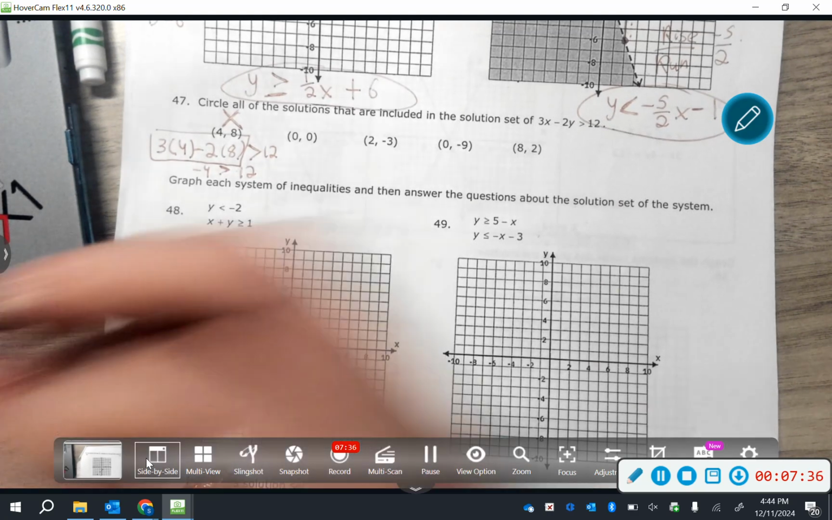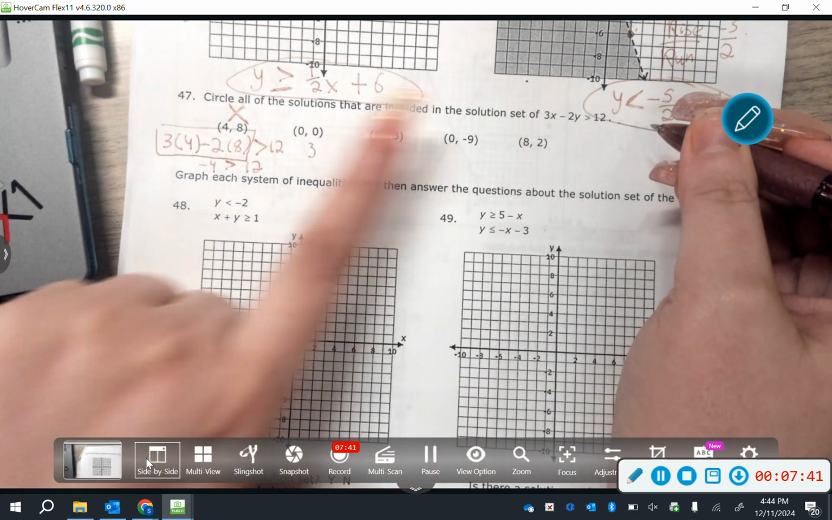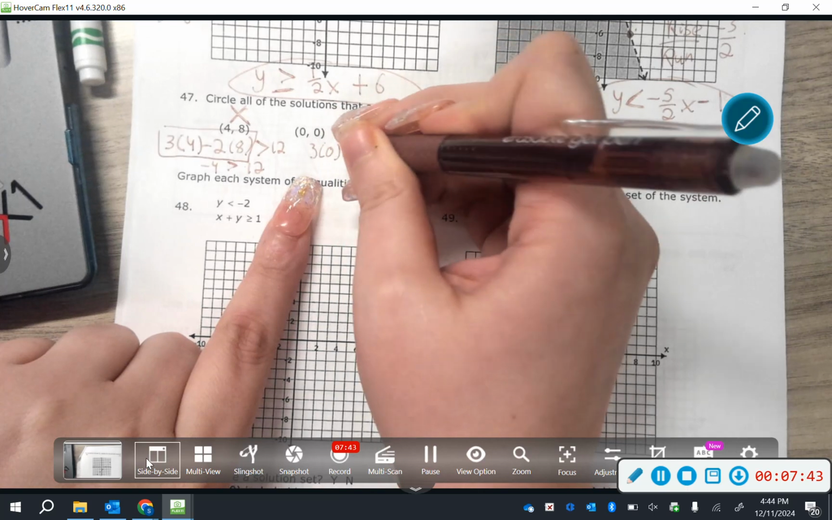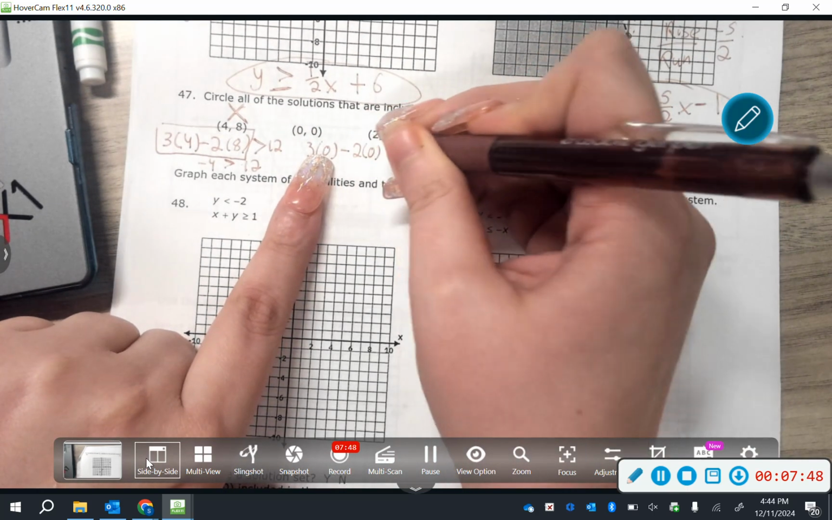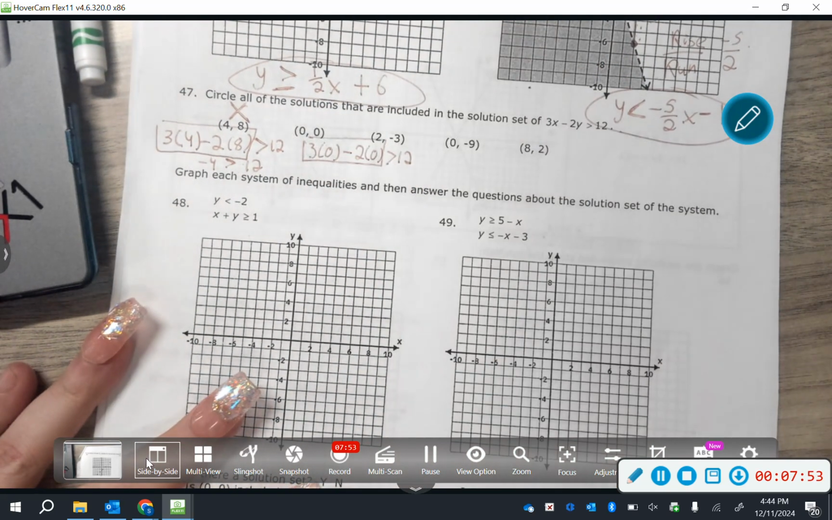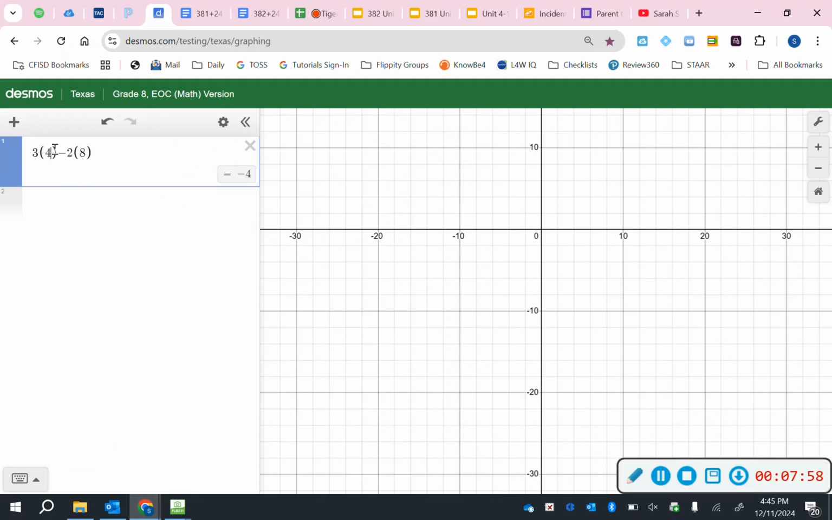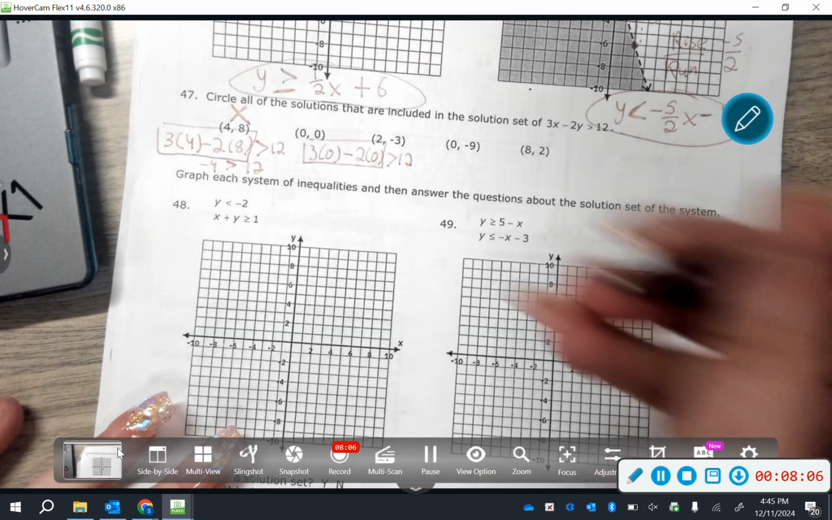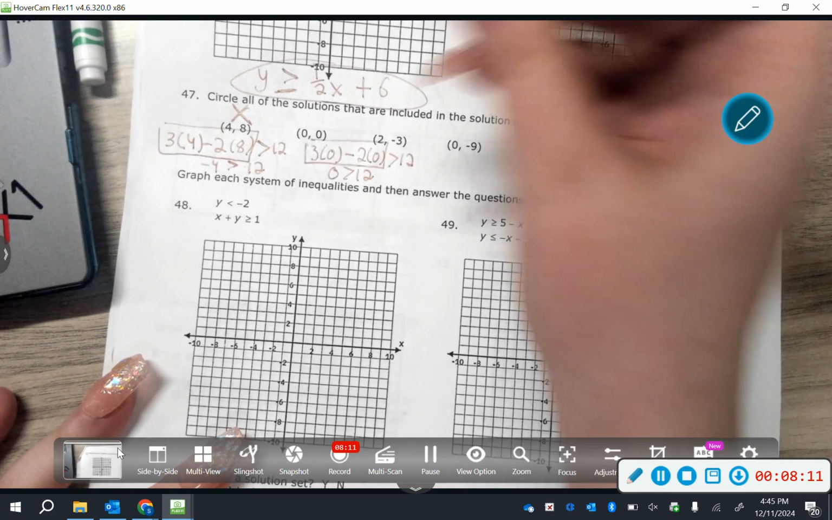So now I'm going to try it again with 0, 0. So back to my equation. So it's going to be 3, instead of x, we're going to put 0. So 3 times 0 minus 2 times, instead of y, we're going to put 0 is greater than 12. Plug this part in my calculator, see what I get, see if it's true. I'm going to change it to 3 times 0 minus 2 times 0. And I get 0 is greater than 12. Is 0 greater than 12? No.